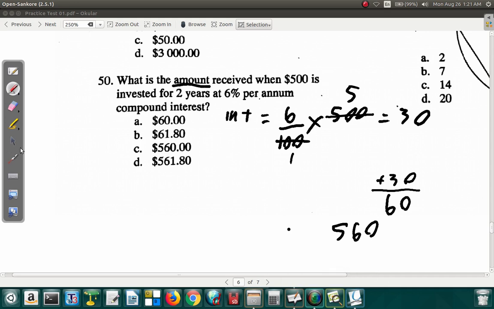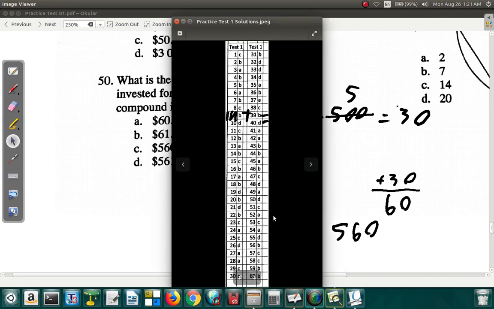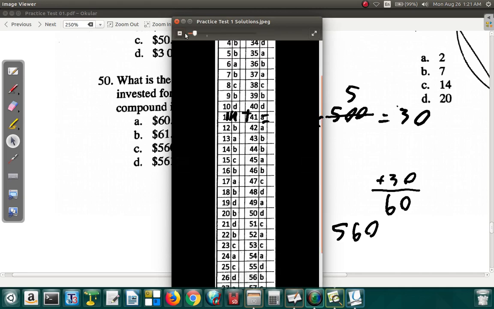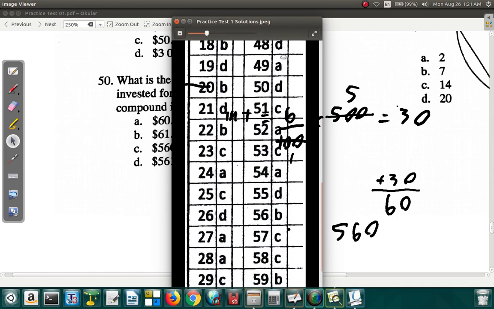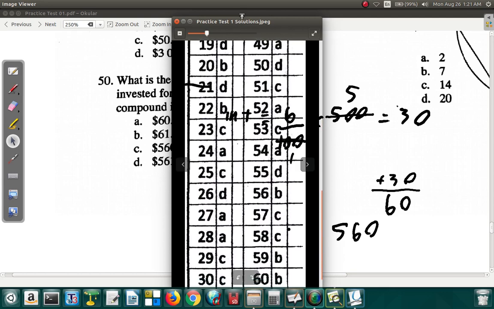So the answer would be D, 561. So here you say that question 50 is D. The answer to question 50 is D, right?